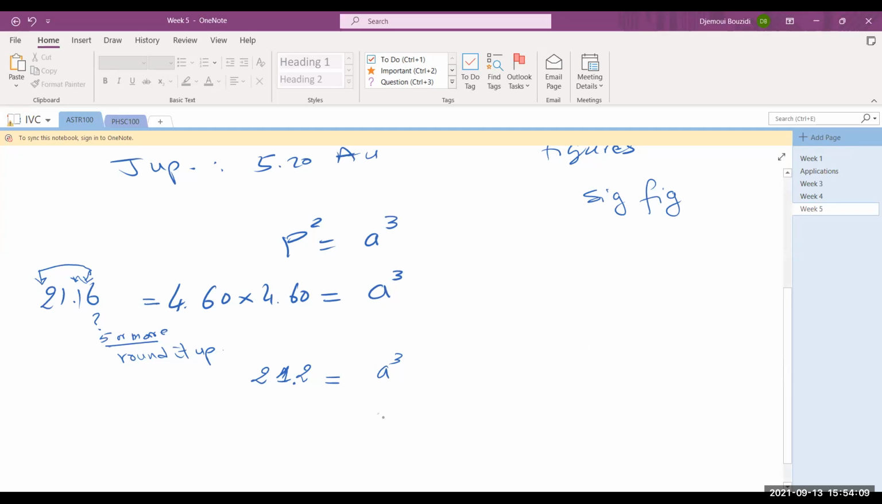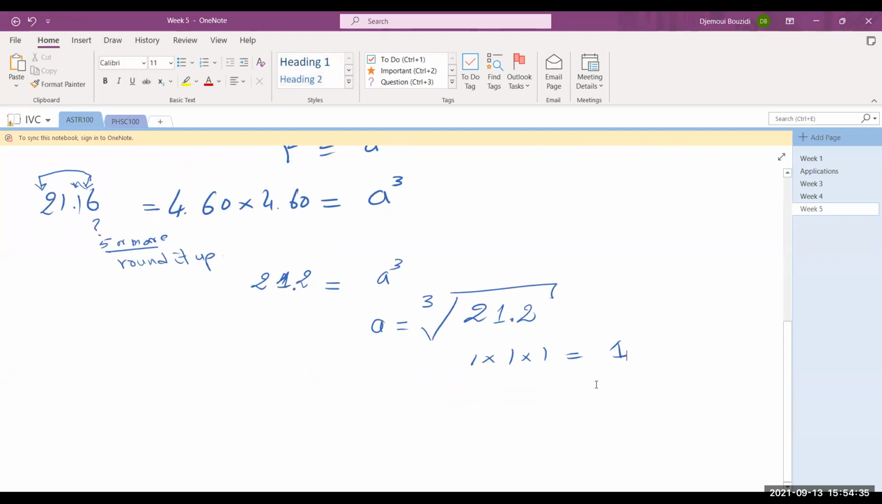Let me find the cubic root. Now, if I do the cubic root, I really have to use a calculator. I don't know, in other words, what is the number? If I multiply a number by itself 3 times, I get 21.2. It could be 1, or more than 1, because I know 1 times 1 times 1 is 1, and 21.2 is more than 1. So it's more than 1. It could be 2 or more. 2 times 2 times 2 is 8, and 8 is less than 21.2. So the number must be more than 2, because if I cube 2, I get 8, and this number is definitely more than 8.